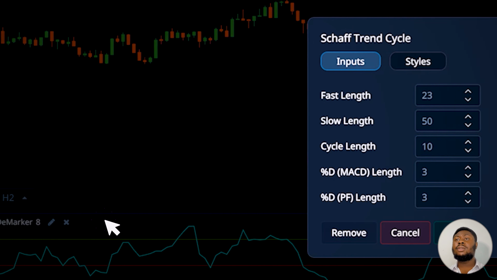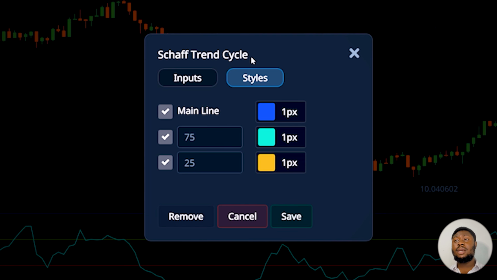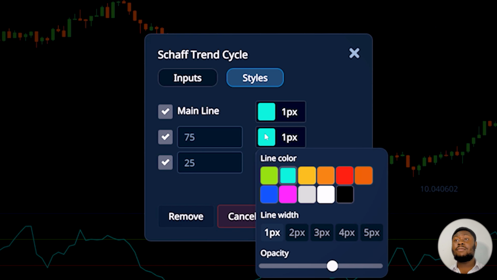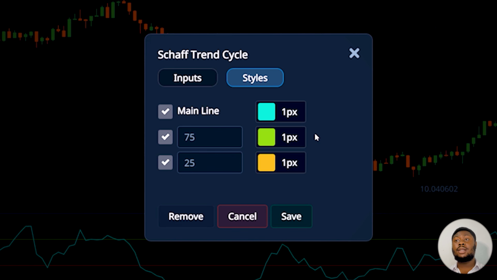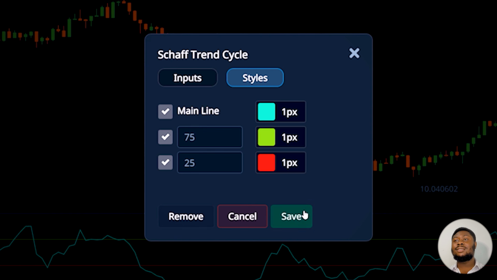Now let's move on to the Schaff Trend Cycle settings. I'll reduce the fast length parameter to 14. Slow length will be 32. Cycle length will be increased to 12. MACD length will be 4. PF length will be 2. I'll also change the color of the main line. It will be turquoise. The color of level 75 is green and level 25 is red. This completes the settings and you can start opening trades.